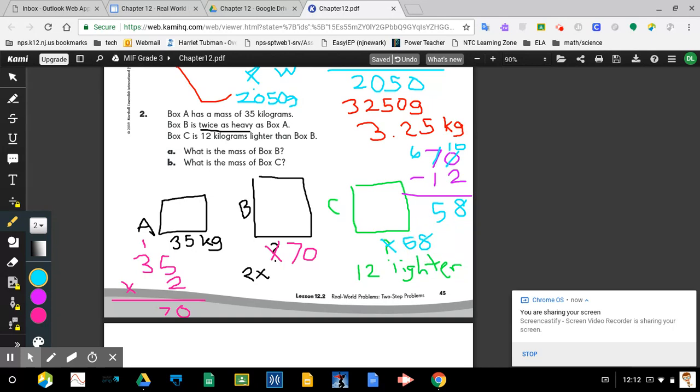All right. That looks a little weird. All right, so 58 kilograms.